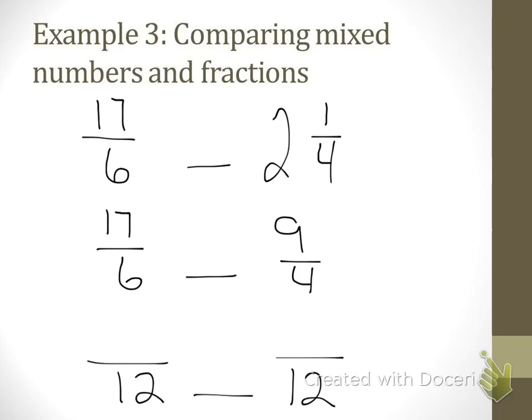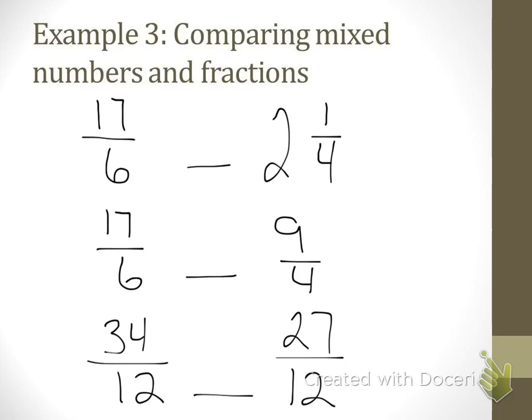I multiply. What did I have to multiply 6 times to get to 12? 2. So 17 times 2 is 34. And then same thing here. 4 times what is 12? 3. So 9 times 3 is 27. Whatever I had to multiply the bottom by, I multiply the top by the same number.